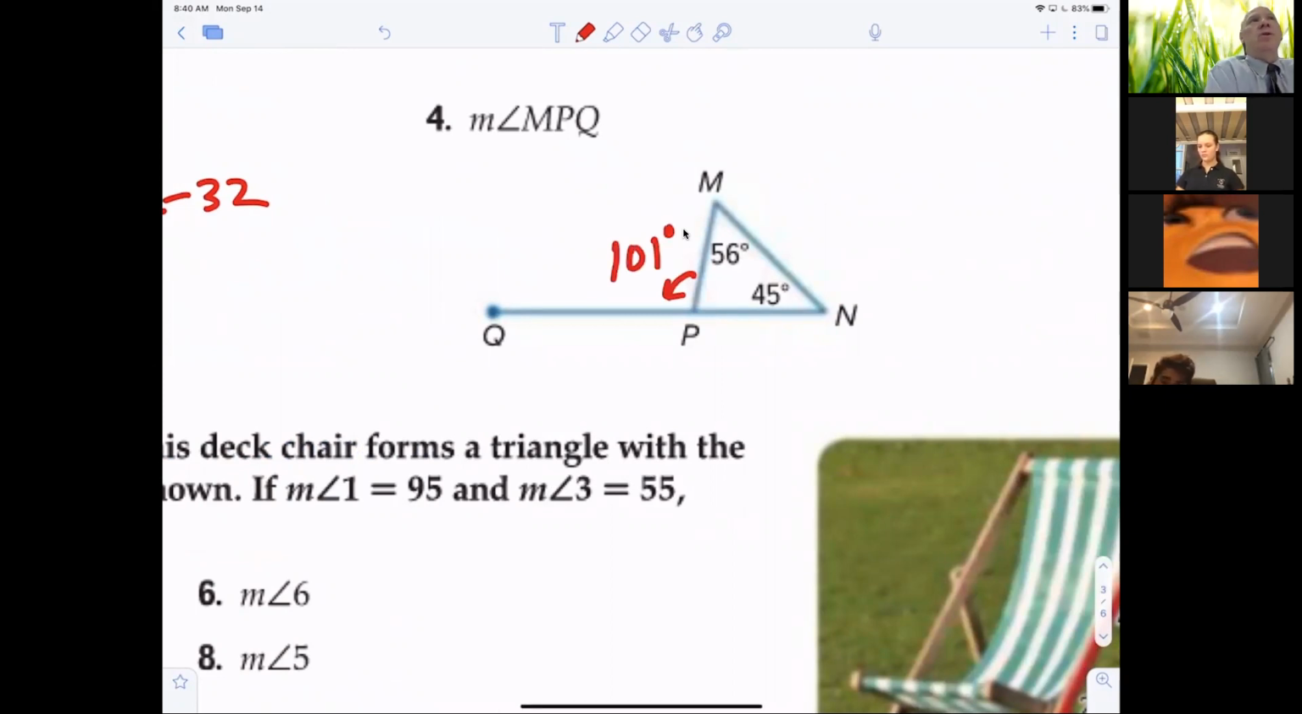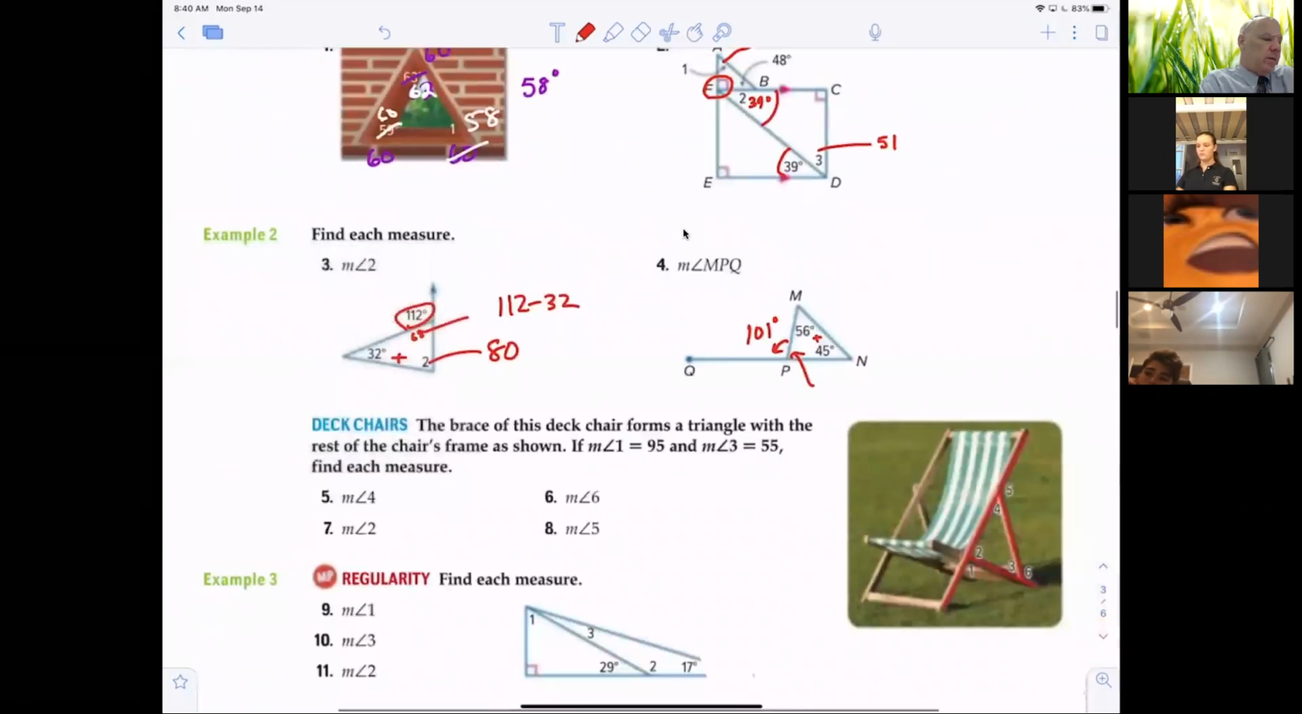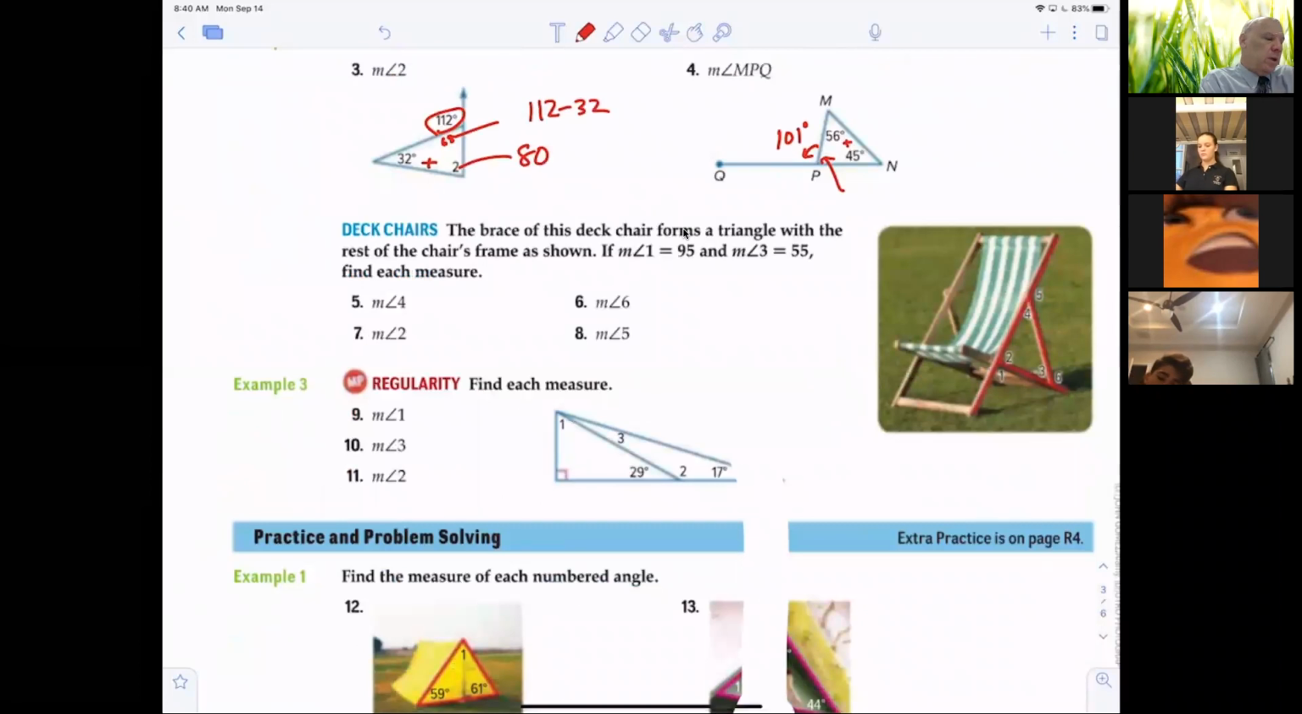Come on now, remember this is what I was trying to tell some of you guys. Don't just write 101 if you don't know it's 101. Do I really need to find this guy right here? No, because those two added together is the exterior angle. All right, here we go.